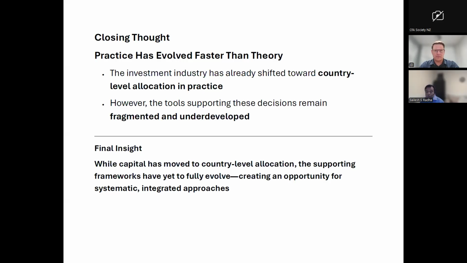So with that, this creates an opportunity for practitioners. While capital is trying to move to country level at the aggregate levels, the supporting frameworks have yet to evolve completely. This creates an opportunity for folks in the finance industry or the investment management industry with systematic, integrated approaches.